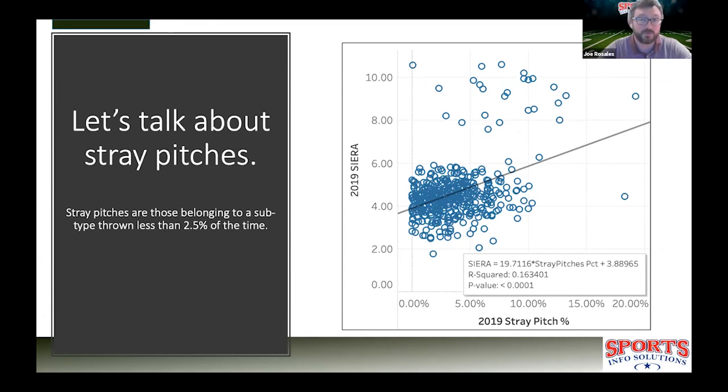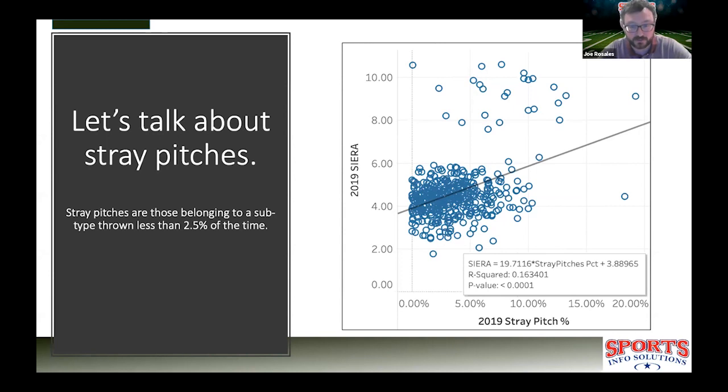So 2.5% is a little bit arbitrary. We just picked that number because, generally speaking, for primary pitch types, a pitcher would need to throw a pitch about 10% of the time for it to be a legitimate part of his arsenal. And therefore, if there are up to 4 subtypes per primary pitch type, that's where we got 2.5 from. Again, a little bit arbitrary, but a good starting point for what we wanted to look at.